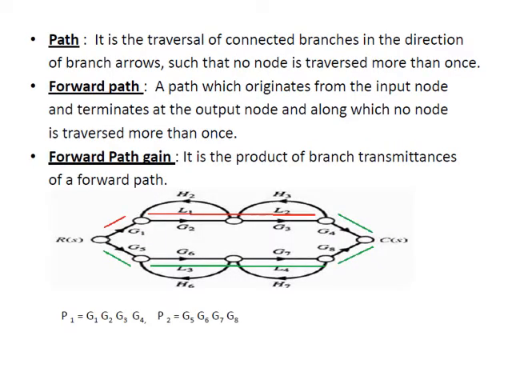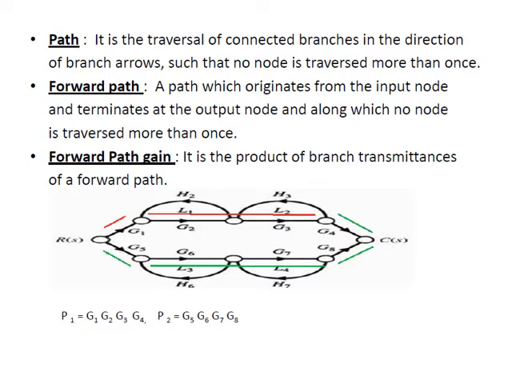Next is path. A path is a traversal of connected branches in the direction of the branch arrows, such that no node is traversed more than once. Then a forward path is a path which originates from the input node and terminates at the output node, along which no node is traversed more than once.